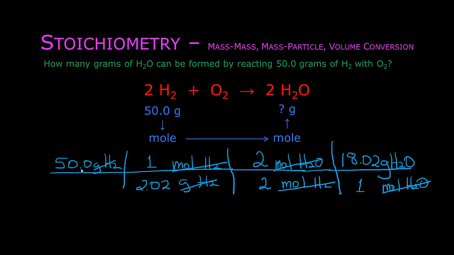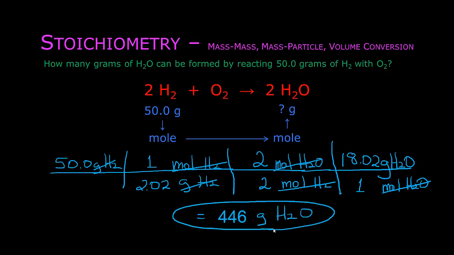So 50 divided by 2.02 times 2 divided by 2 times 18, and the answer to that is 446 grams of water. If we start out with 50 grams of hydrogen, we will make 446 grams of water.